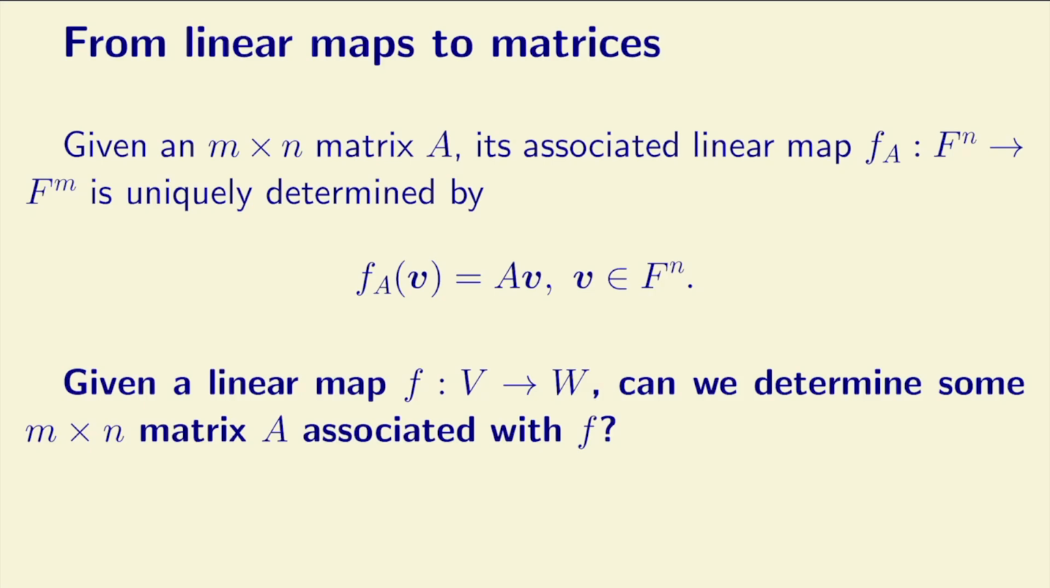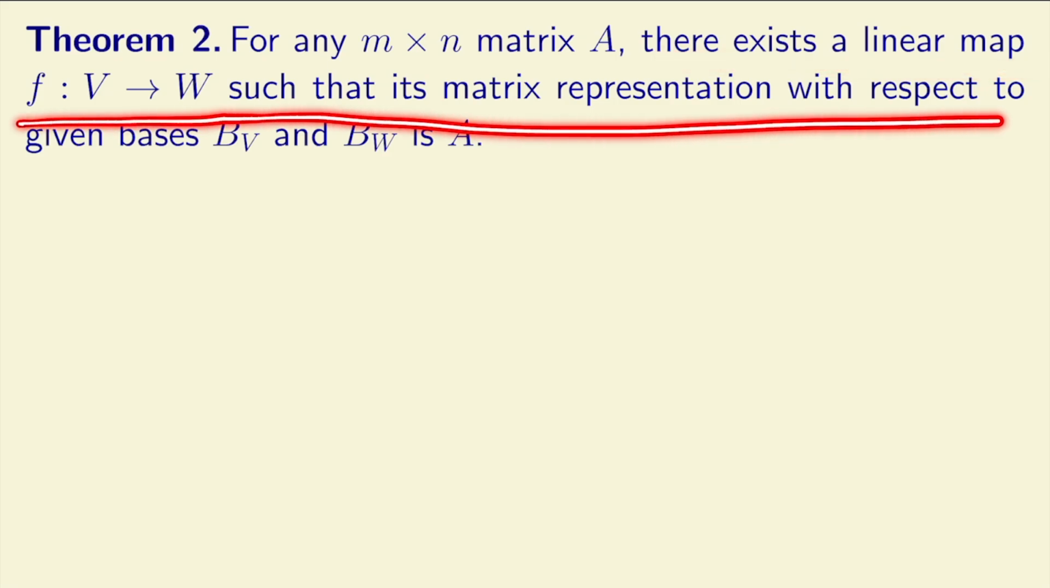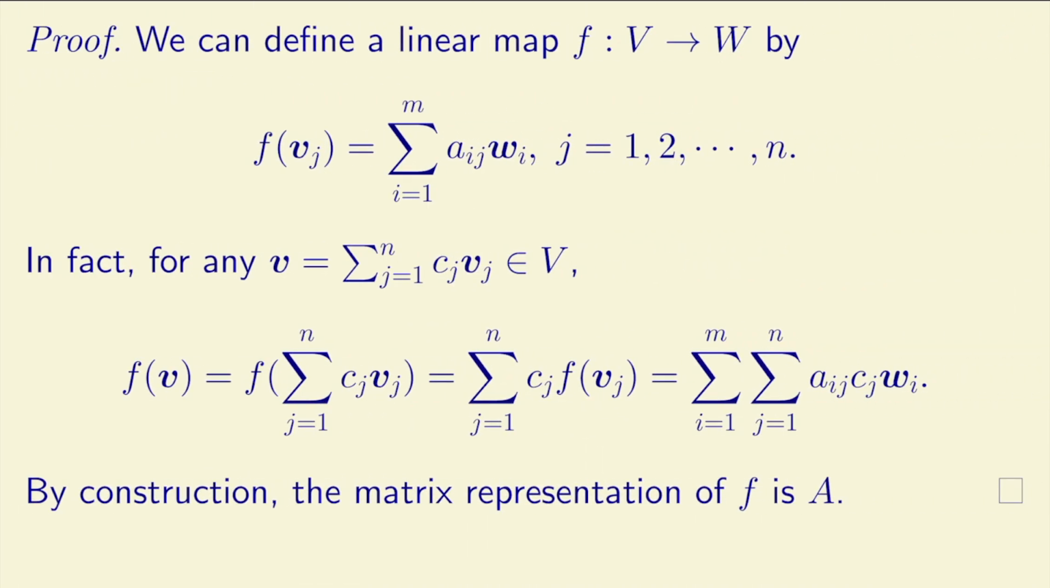Me too. And then there's a final theorem on page 11 that shows the other direction. Theorem 2 says, for any m by n matrix A, there exists a linear map F from V to W such that its matrix representation with respect to given bases BV and BW is A. So basically, any matrix can be thought of as a linear map as long as we define our bases. Yep, and the proof shows us exactly how to do that on the next page.